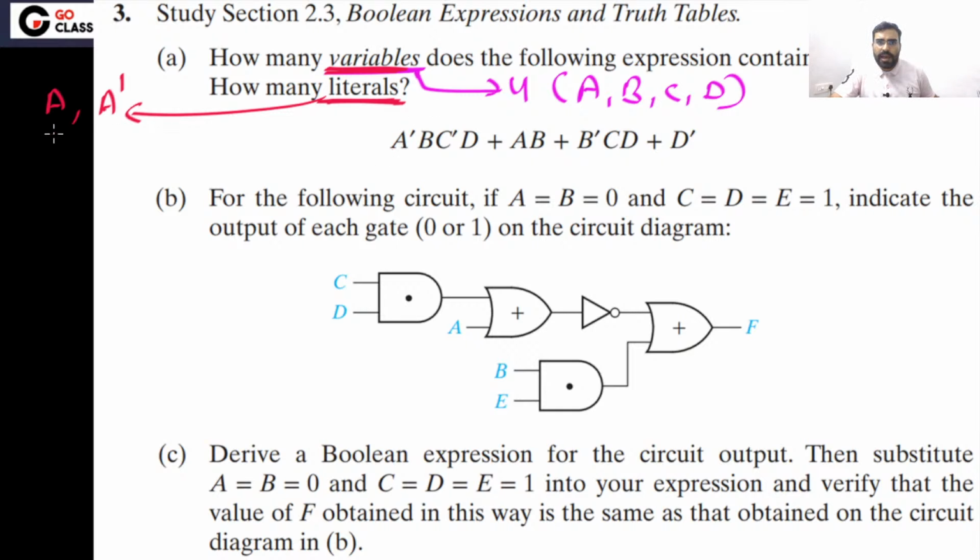And what is a literal? A variable or its complement, that is a literal. Like A is also a literal and A bar is also a literal. Remember, this is a variable. This is not a variable. A bar is not a variable. A is a variable, B is a variable, C, D. These are variables. But you can notice A comma A bar, both are literals.